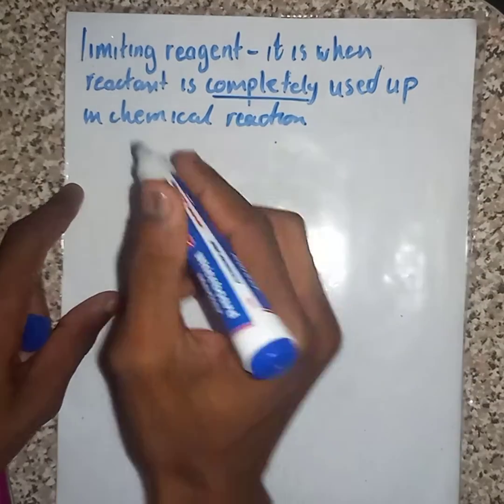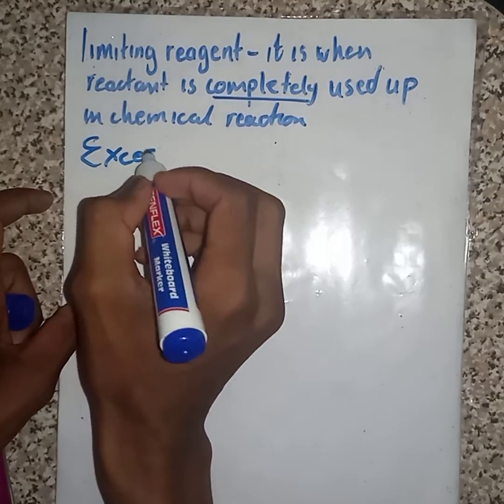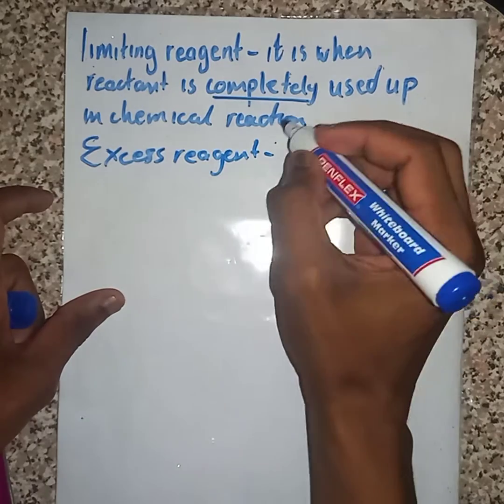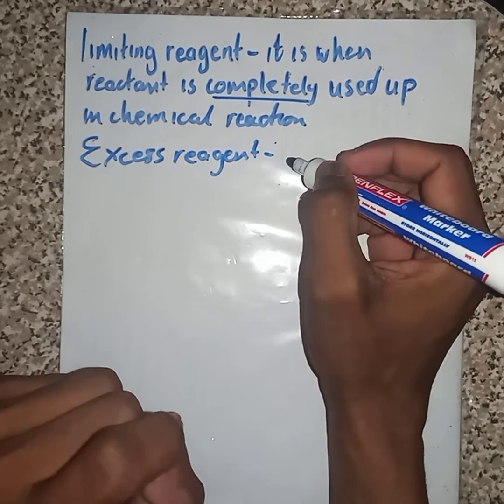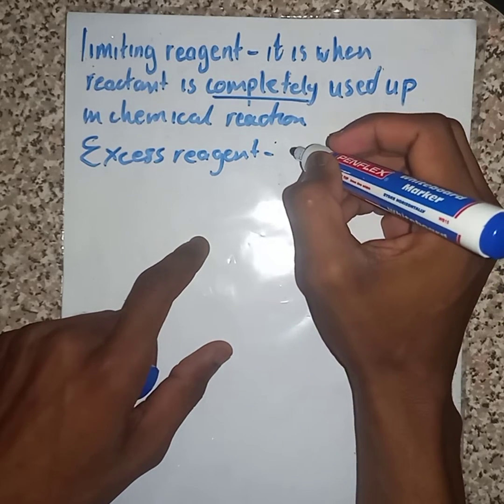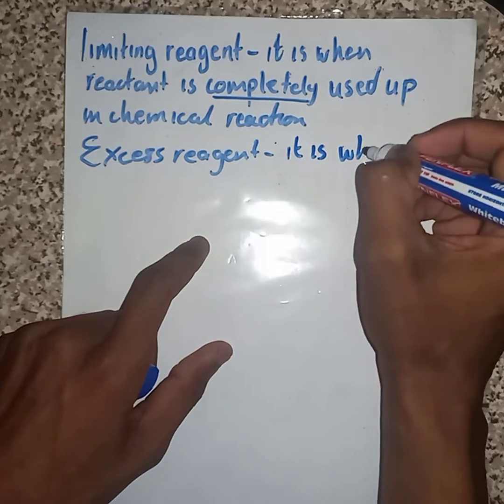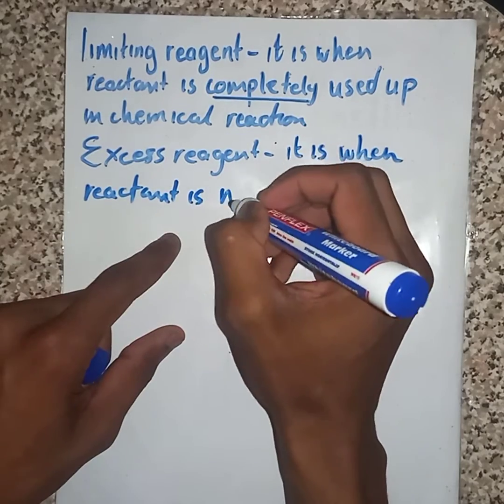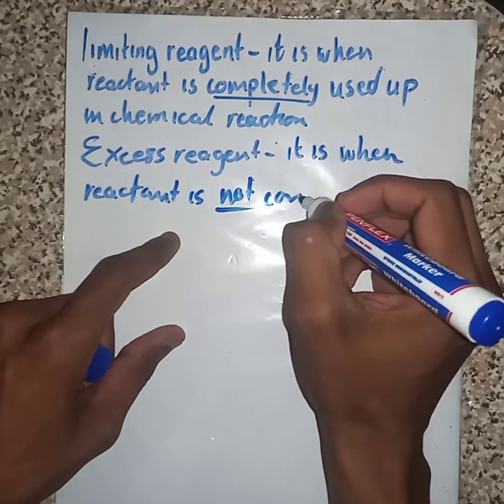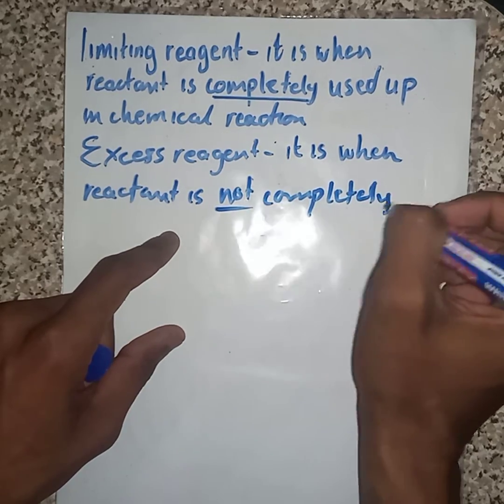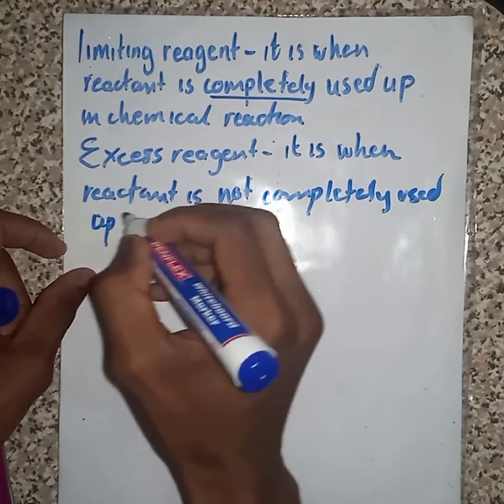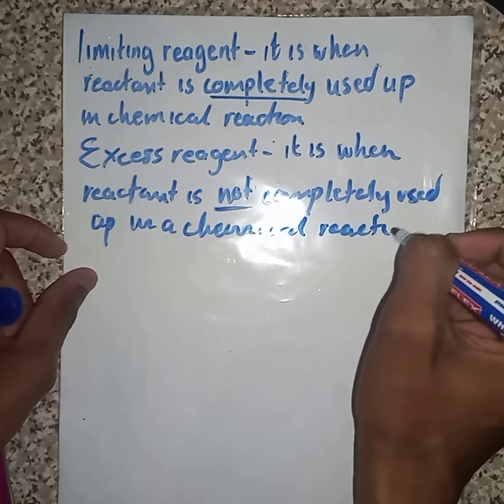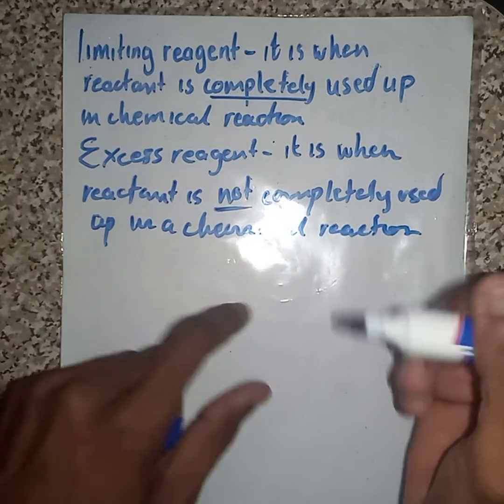We also have what? An excess reagent, sorry. It is when a reactant is not completely used up in a chemical reaction. See, this one is not completely used up in a chemical reaction.